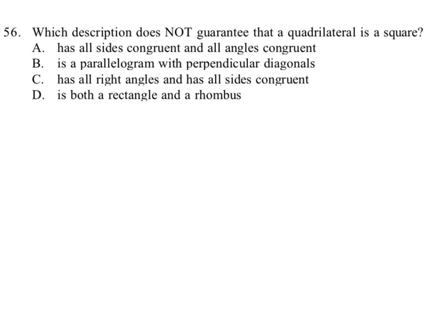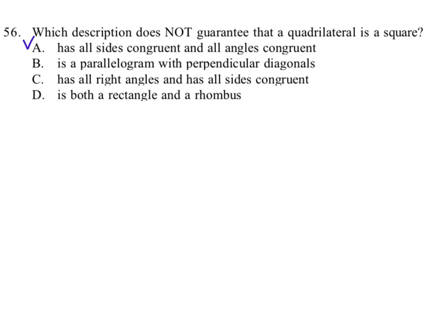Okay, what doesn't guarantee that a quadrilateral is a square? All sides congruent and all angles congruent, that's pretty much a definition. If you have a quadrilateral where that's happening, then you know that that's true. Okay, so that one's okay. Well, right, that'll get you there.